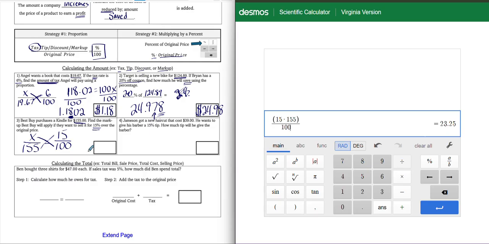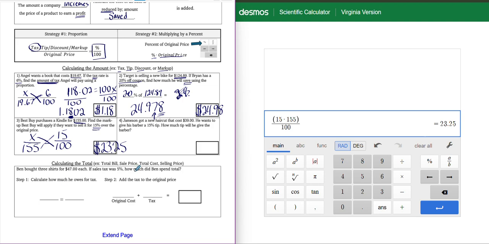We find out that they're going to increase the price. Whenever I move back from the calculator over to the smartboard, it's just really laggy. They're going to increase the price by $23.25. That's how much profit Best Buy would make.